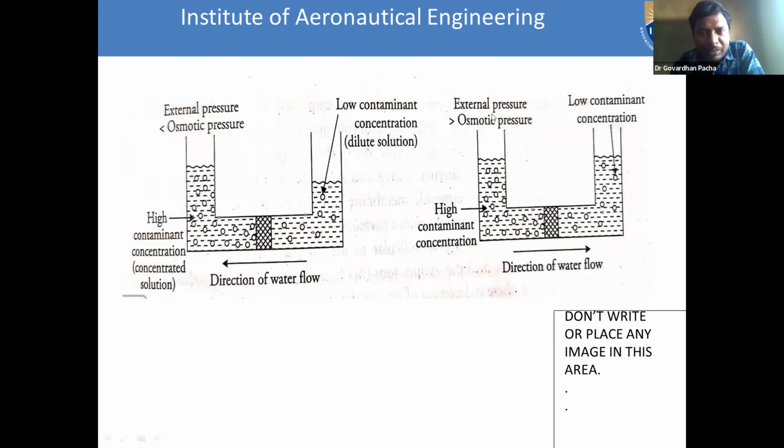How much external pressure is required? 10 to 14 kg per centimeter square. So that amount of external pressure is required for reverse osmosis. Okay?